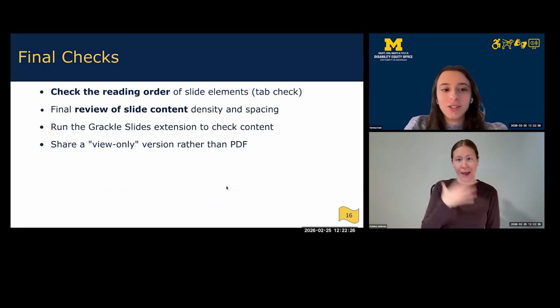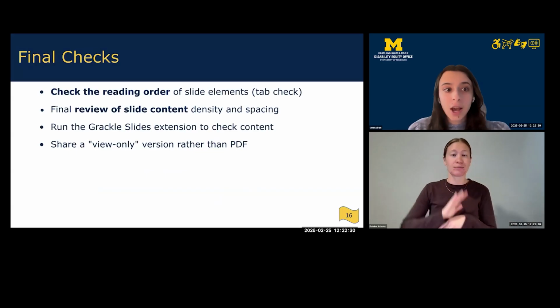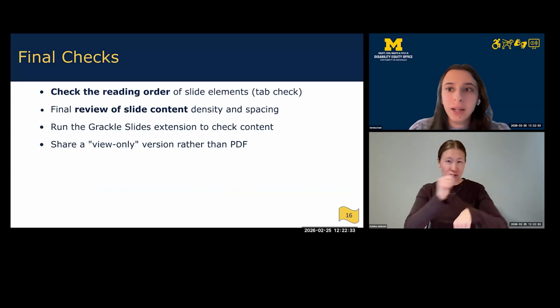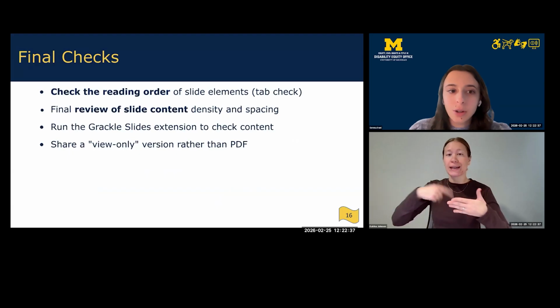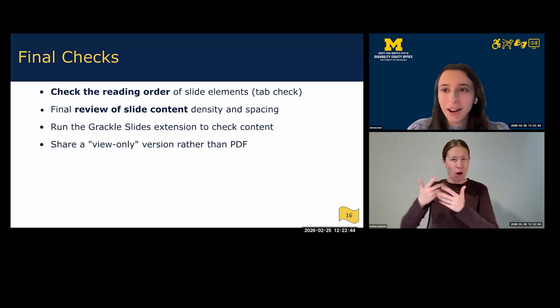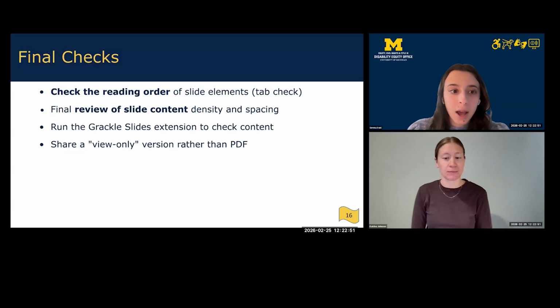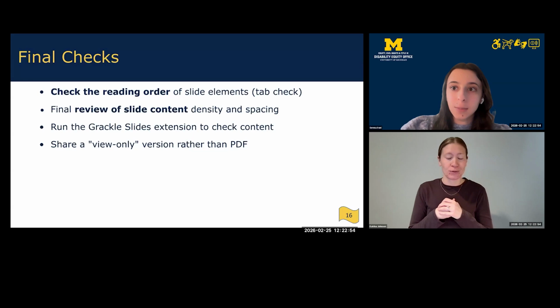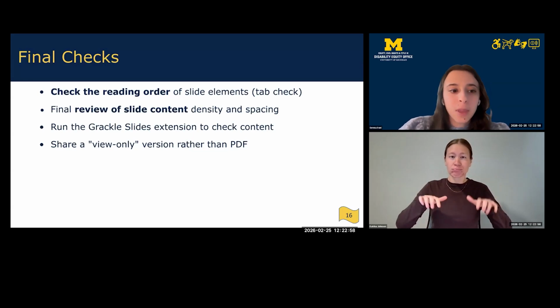Okay, onto our final checks here. Once you have all of your slide content in place, you want to check what is called the reading order of your slide deck. So this refers to the order in which elements will be processed and read out loud by assistive technology. In a few minutes, I will demo how to check your reading order with either the tab check, so by using your tab key to move through the elements, or with the Grackle Slides extension.